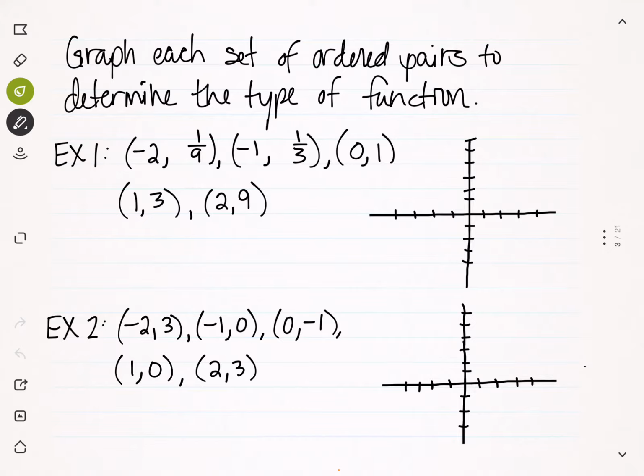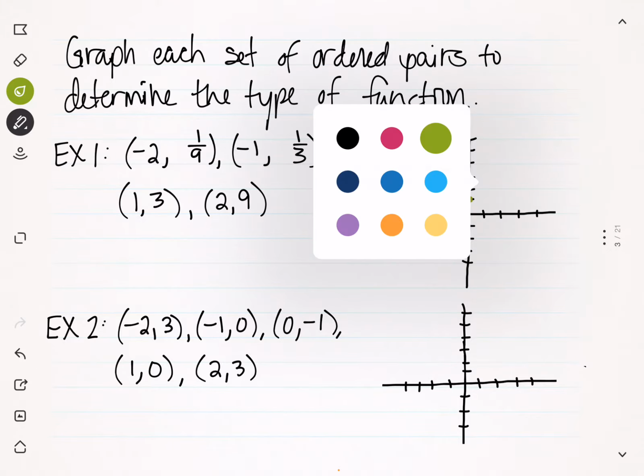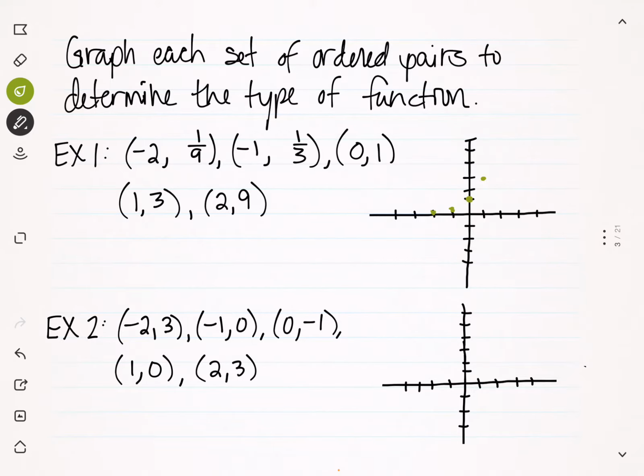We're going to plot the points that we have. So let's start with -2, 1/9. So we're just barely above the x-axis here. And then -1, 1/3. We're not too much farther above than 1/9. 0, 1, and 1, 3. And then lastly, we have 2, 9. It's going to be way up here, 2, 9.